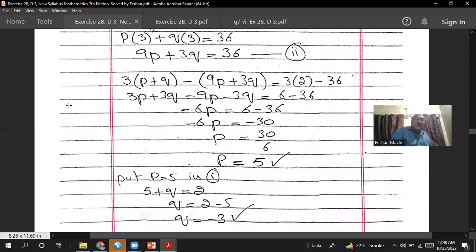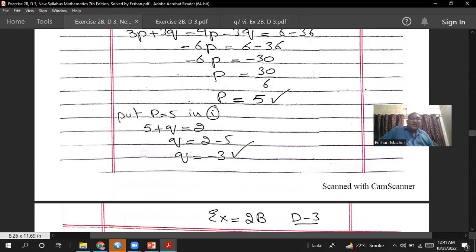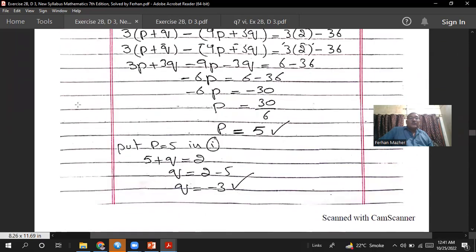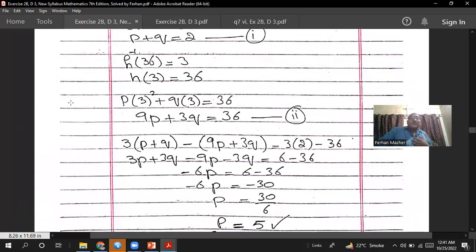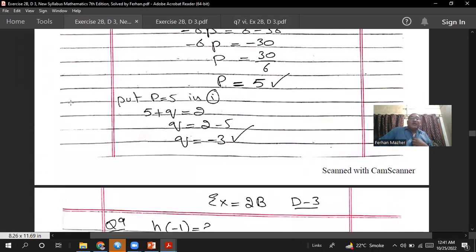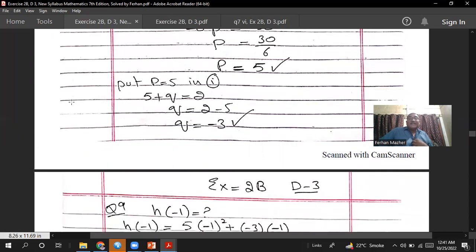So I can put this value into equation number 1. p equals 5 in equation number 1, so it will be 5 plus q equals 2. So q will be equal to 2 minus 5, and q will be equal to minus 3. So this is how you will do the first portion of question number 9. We have found the value of p, and we have also found the value of q. p is 5 and q is minus 3.